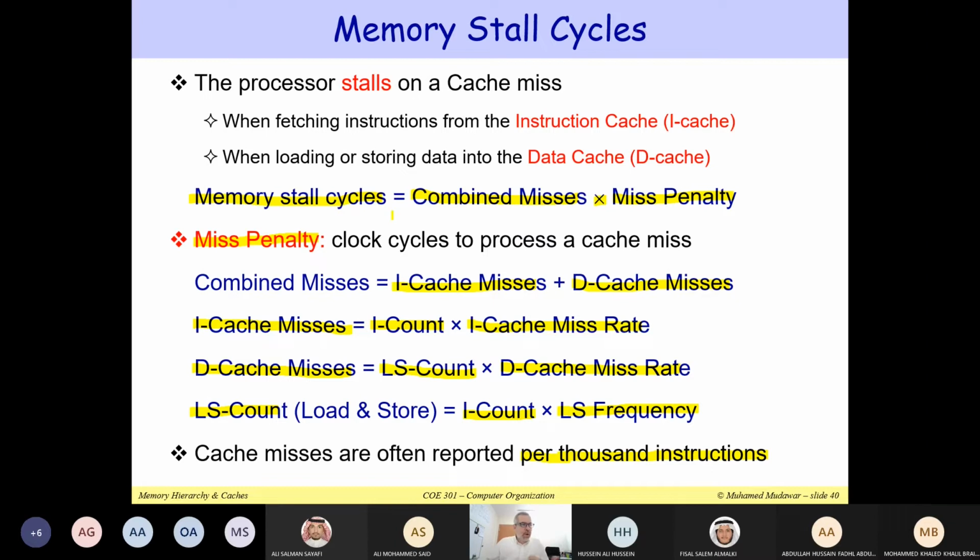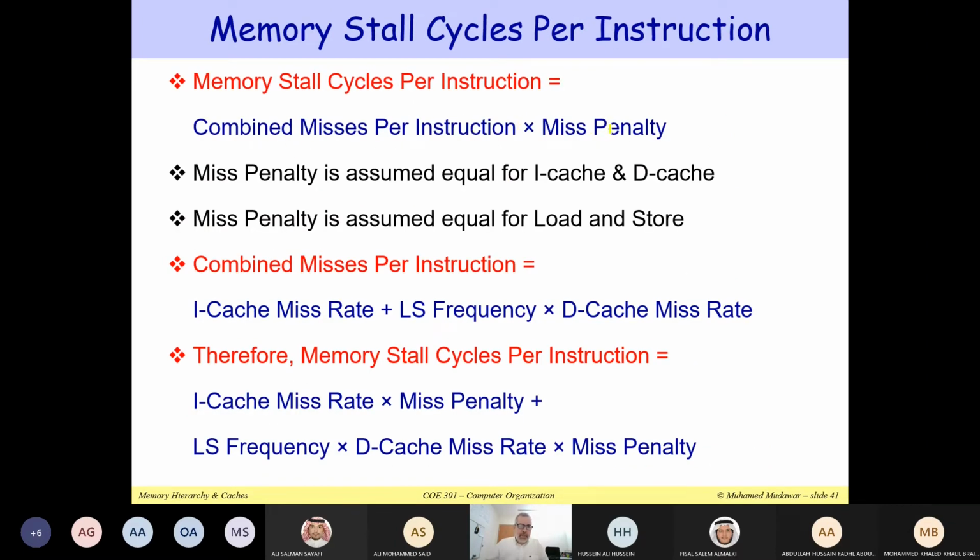If I would like to calculate this per instruction, I have to divide everything by the instruction count. So I divide the combined misses by the instruction count, and it becomes the combined misses per instruction multiplied by the miss penalty. This is how I calculate the average number of memory stall cycles per instruction. What's important from the performance point of view is to look at how many memory stall cycles we have per instruction.